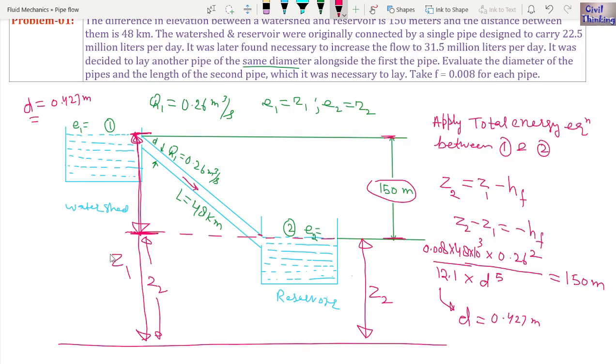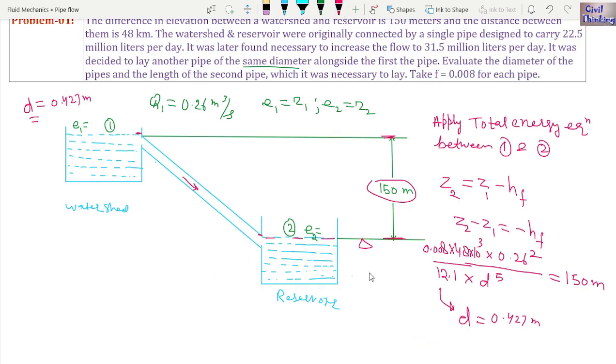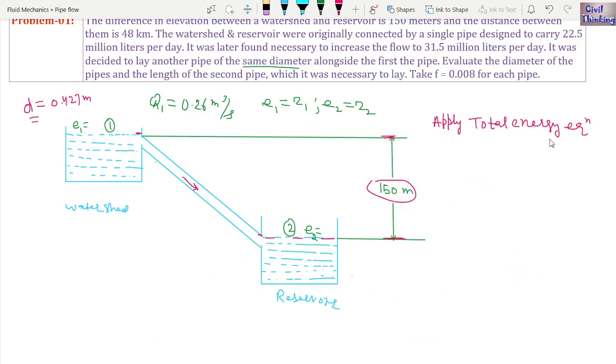This is the diameter. Now what is the second part of the problem? And the length of the second pipe. Okay, we have to find the length of the second pipe. Now let me tell you what we have done here. Let me erase all of this. Now another pipe was laid along the same diameter alongside of the first pipe. So we will draw another pipeline here.